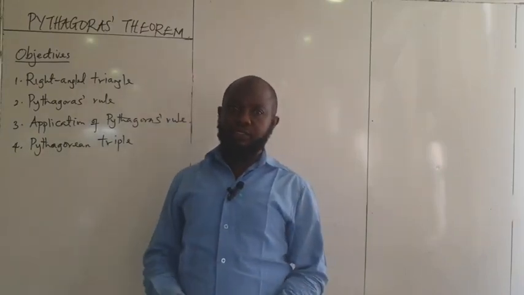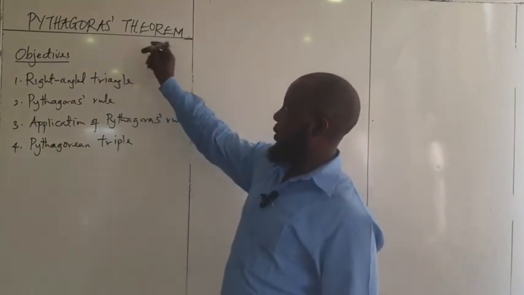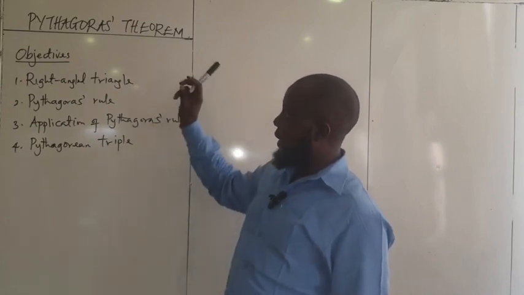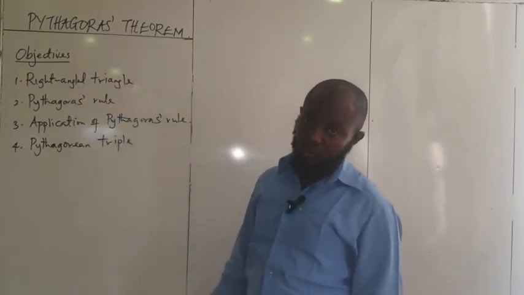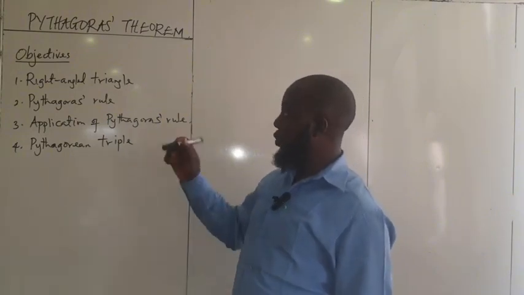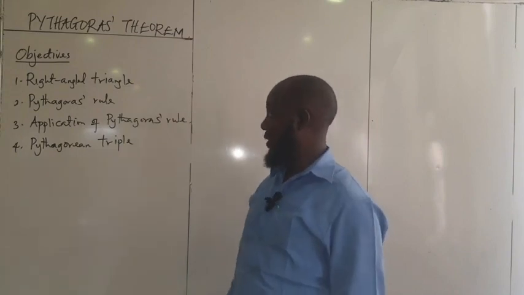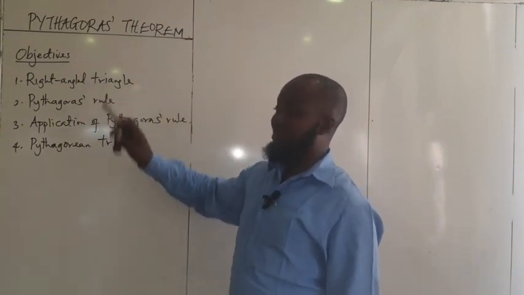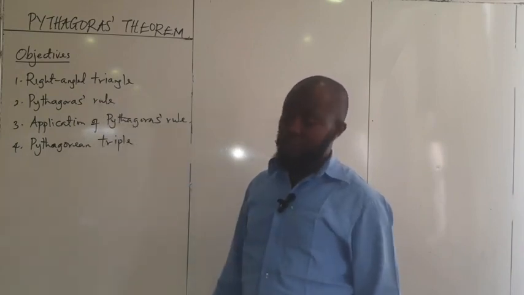So we want to look at Pythagorean theorem, Pythagoras theorem. Under this we'll be looking at these objectives. There's no way we talk about Pythagoras theorem and not talk about the right angle triangle, because the theorem applies to right angle triangles. As you all know, we have different types of triangles. So we'll be looking at the right angle triangle, then the rule, and the application of Pythagorean triple.